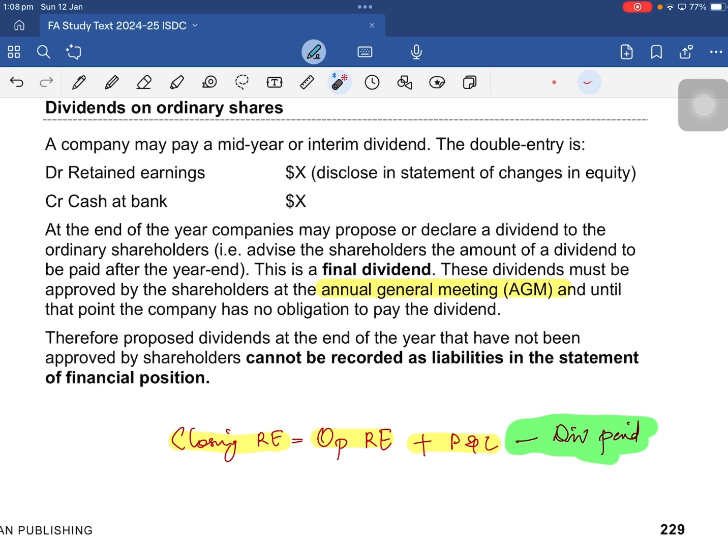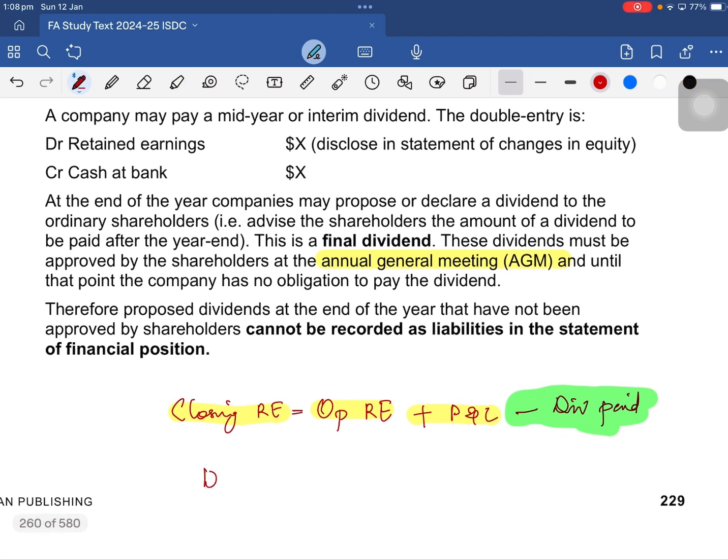And remember, there are two types of dividend. This is not in your syllabus, just to know. The first one is declared dividend. Declared dividend is a liability. Understood? Because it is already decided.